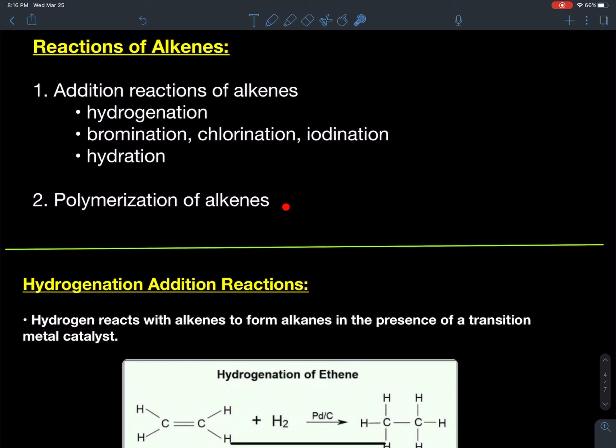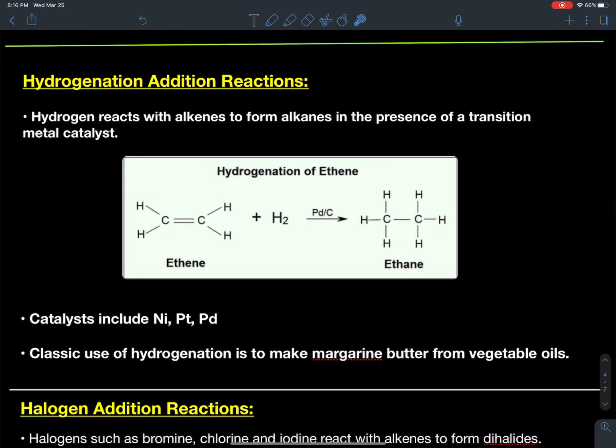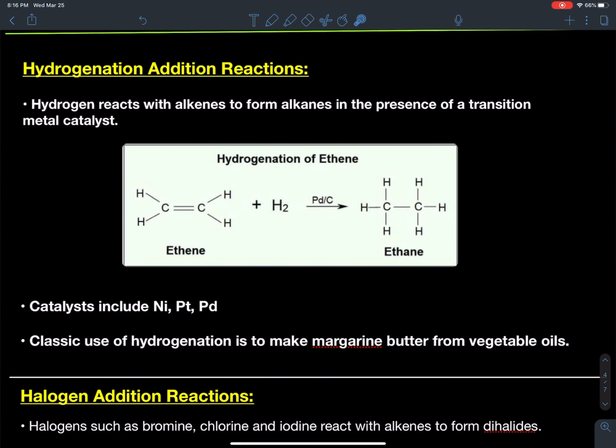So by the end of this, we'll be able to understand the reagents and how this works for all these reactions. So the first reaction is hydrogenation, and that's simple. That's just adding a hydrogen molecule into the alkenes. And the product of that is going to be an alkane, as you can see over here. So here I've got ethene, and the double bond is reactive.